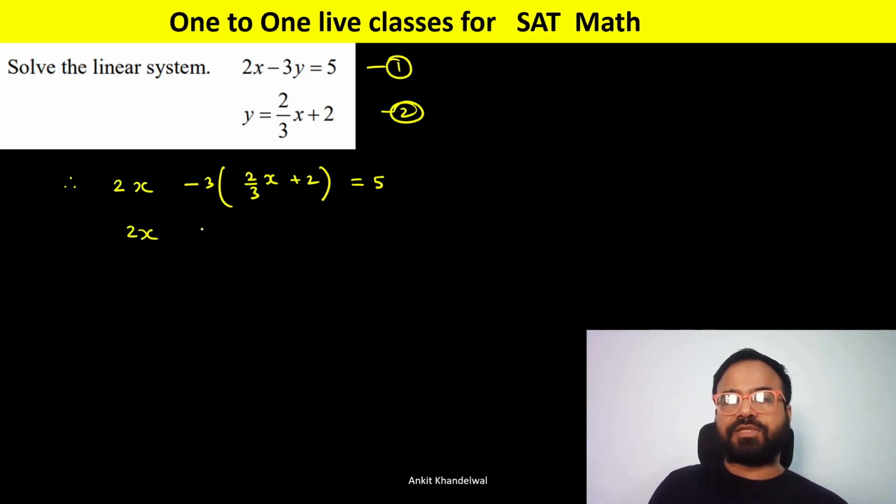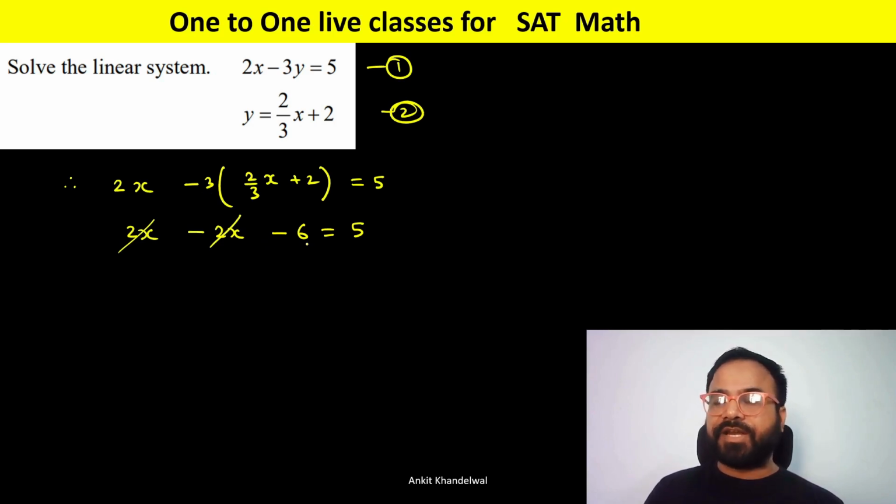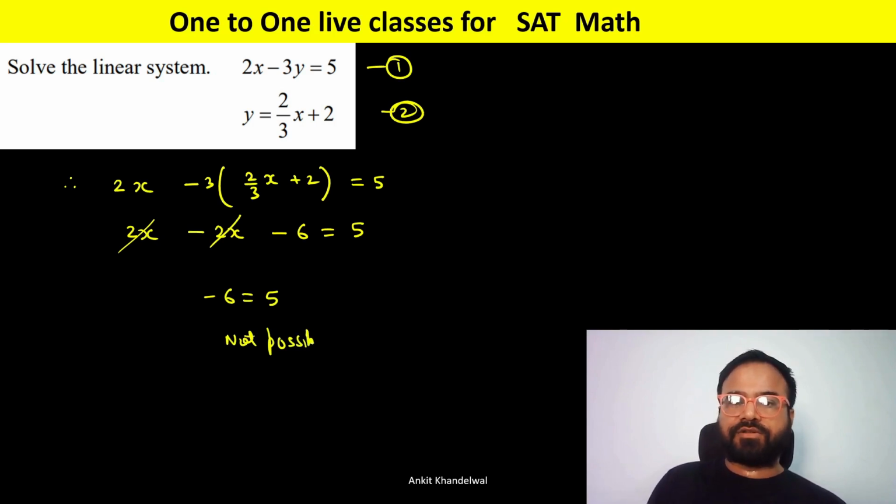If you distribute this 3, it is minus 2x and this is minus 6 equals 5. Now you can see 2x will get cancelled. So the variable is eliminated over here, and now we are getting minus 6 equal to 5. Minus 6 equal to 5 is not possible. If it is not possible, we will say simply no solution. This system will have no solution.